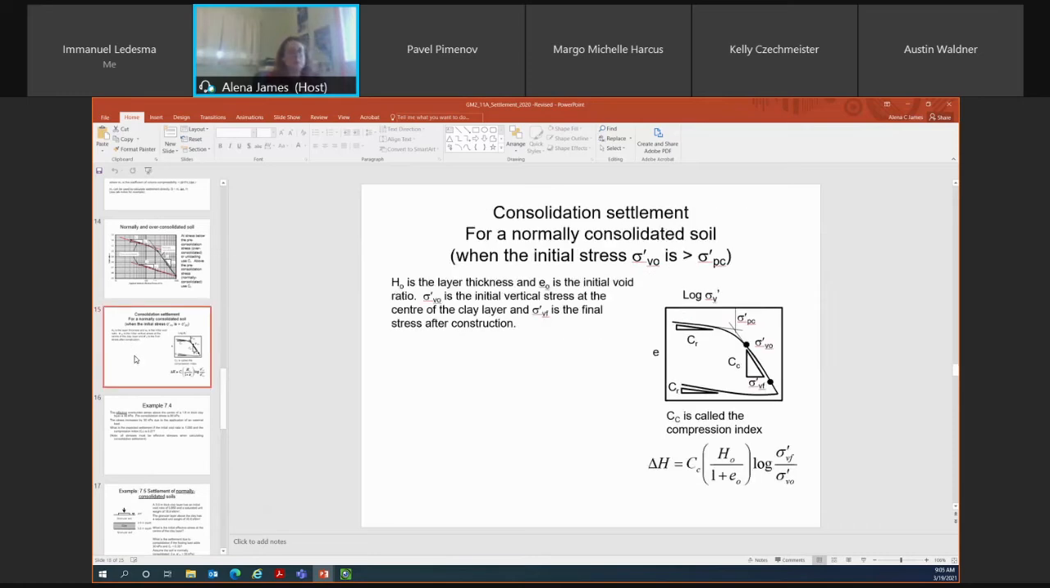So let's go back to normally consolidated. So normally consolidated material would be material where your initial effective stress and your final effective stress are both greater than your pre-consolidation pressure. So say, for example, you had a pre-consolidation pressure of 120 kPa, but your initial effective stress was 130 kPa, and your final effective stress was 150 kPa. That would be a normally consolidated material, and that's because your initial and final effective stress values are greater than your pre-consolidation pressure. Does that help?